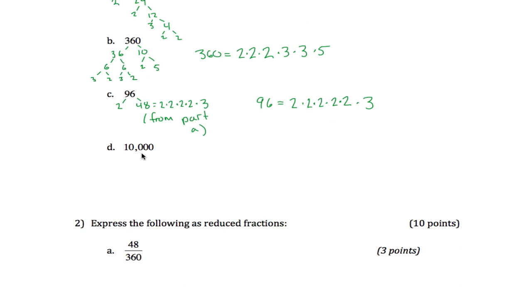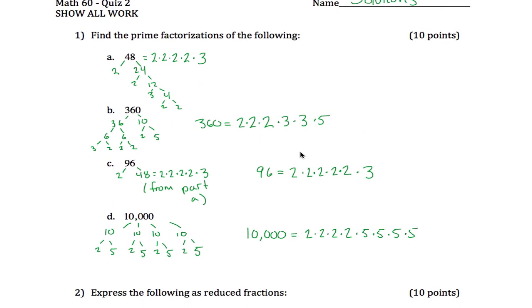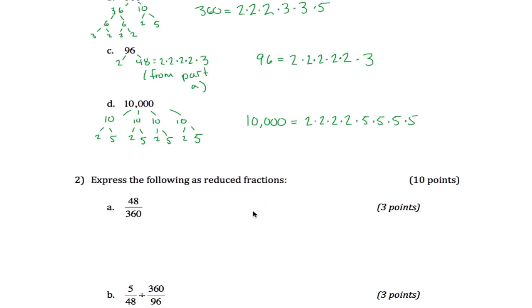D here, 10,000. You've got some options. This is 10 times 10 times 10 times 10. There are 4 zeros here, and each of the 10s is 2 times 5. So what we get is 10,000 is equal to 4 2's and 4 5's. That huge product there. Okay, that's the end of number 1, the end of this prime factorization.